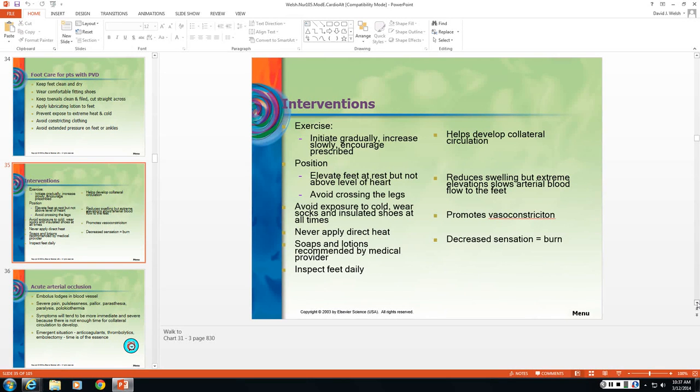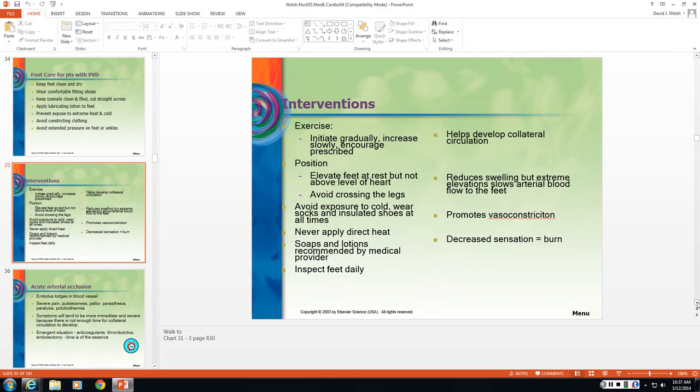Position, you want to make sure they elevate their feet at rest, but not above the heart. They need to avoid crossing their legs. This is going to reduce swelling, but you don't want to put them in extreme elevations because it's going to slow the arterial blood flow to the feet.